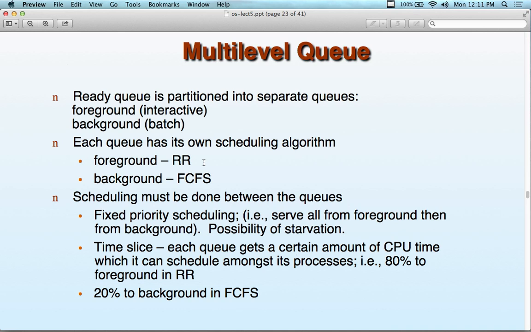So scheduling must be done between the queues as well to go from one scheduler to another. So you can have a fixed priority scheduler. So you can serve all of the foreground processes first and then run the background. If you do that, you get possible starvation. However, if the user goes home at night, all your background stuff is going to run while the user's not using it. So actually, this is what happens with most of your modern day operating systems with kernel level processes. Your backups, all of the CPU stuff that needs to get done will always happen when the user takes a break.